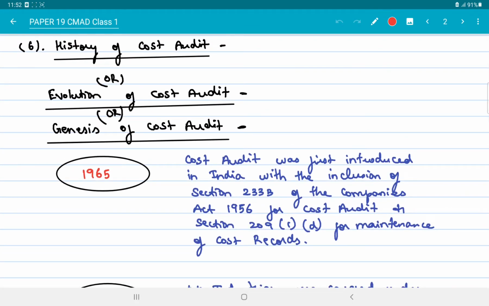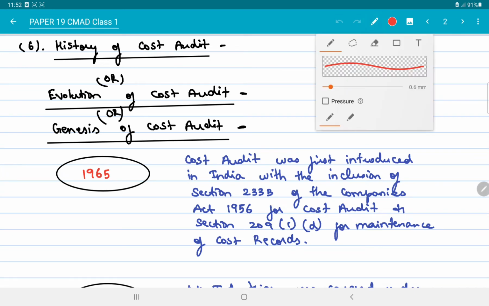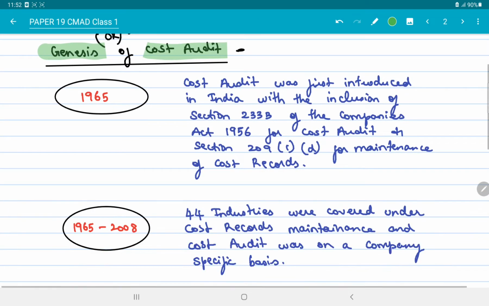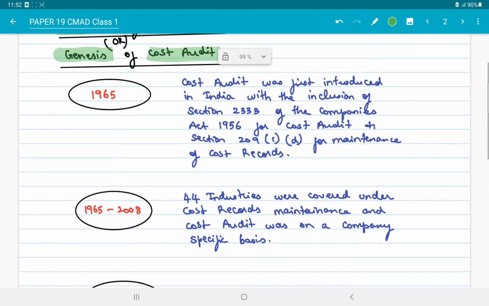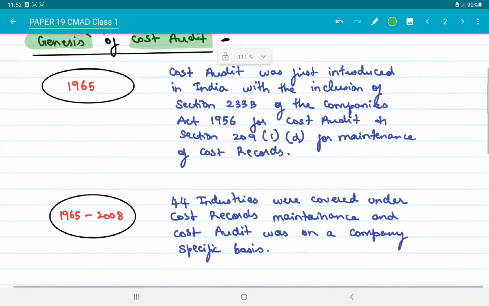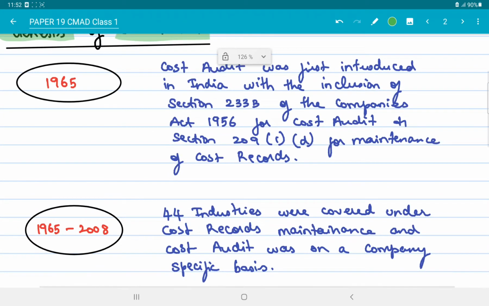Then we will cover history of cost audit, or you can say evolution of cost audit, or you can say genesis of cost audit. So you can say history, evolution, or genesis of cost audit. Let's discuss this now. What is the history? How did cost audit play such an important role in India?